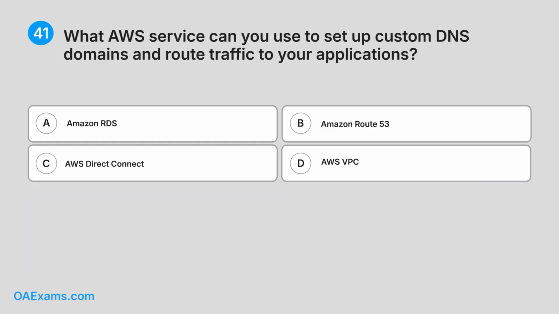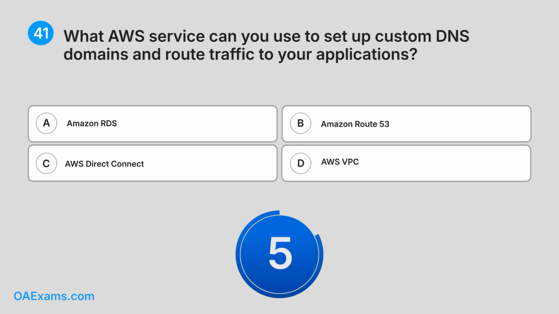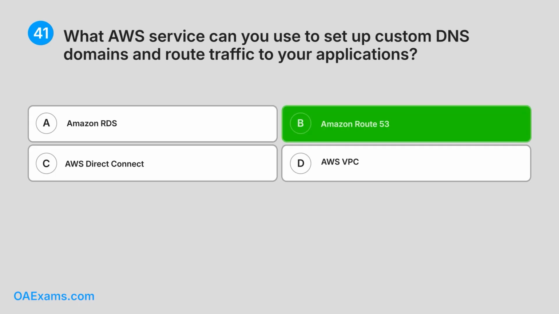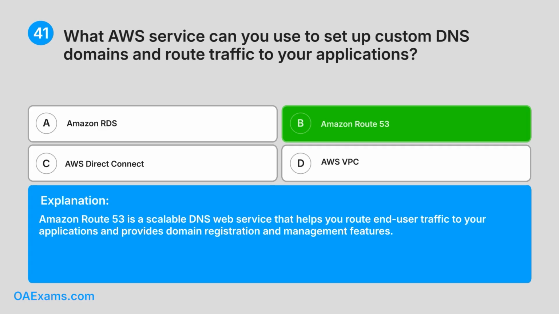What AWS service can you use to set up custom DNS domains and route traffic to your applications? A. Amazon RDS. B. Amazon Route 53. C. AWS Direct Connect. D. AWS VPC. Can you guess the answer? Correct. Answer B. Explanation: Amazon Route 53 is a scalable DNS web service that helps you route end-user traffic to your applications and provides domain registration and management features.